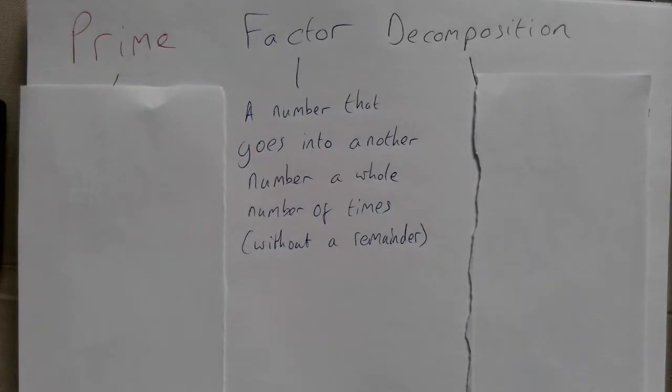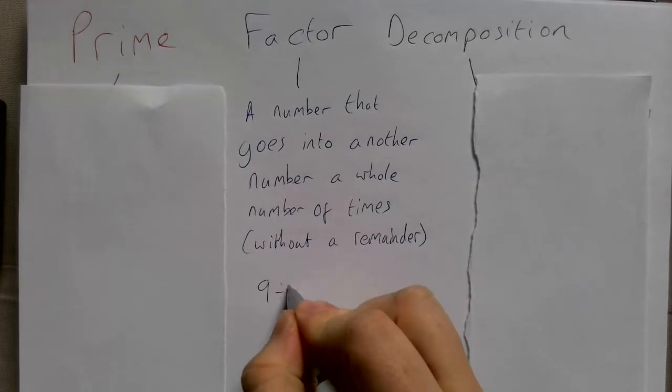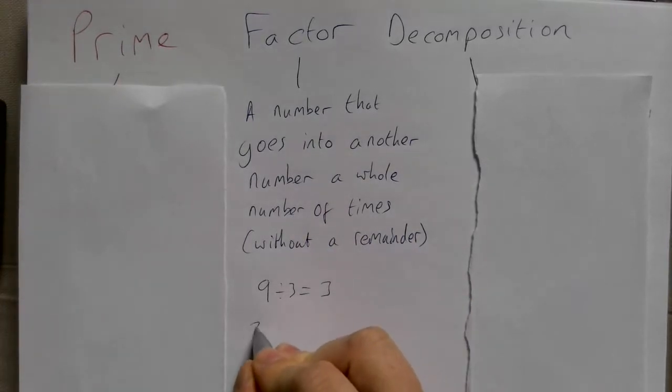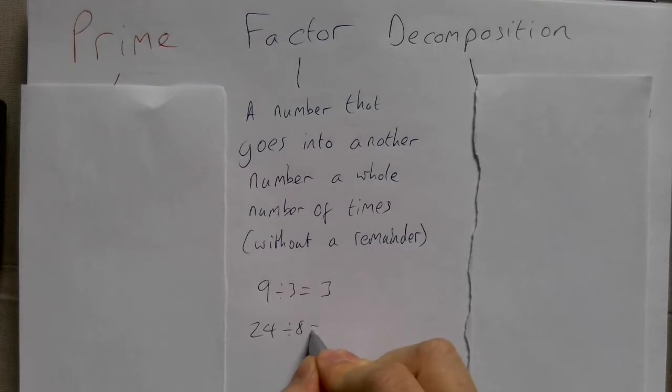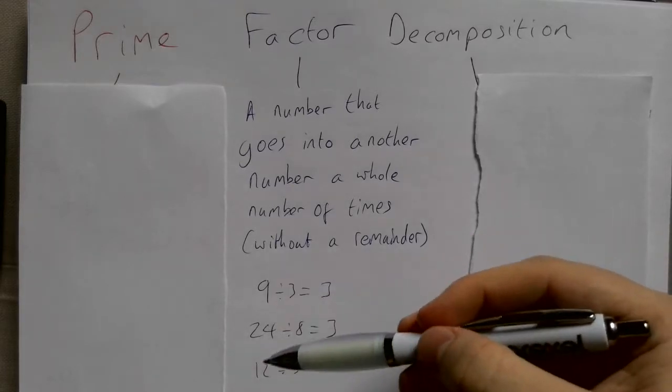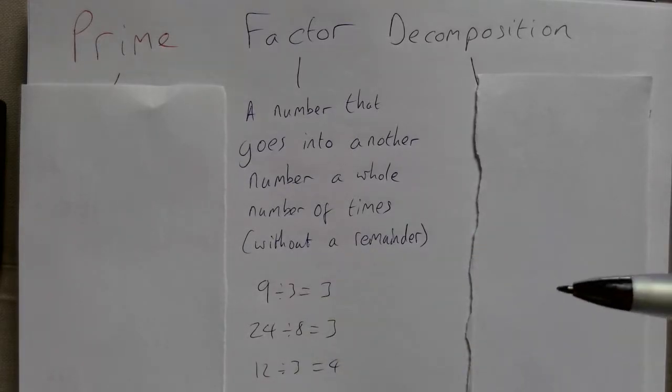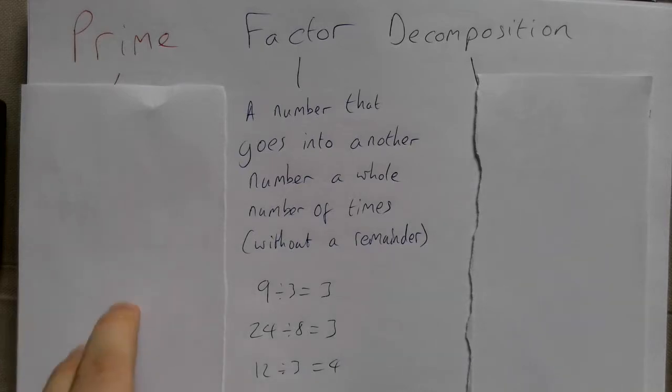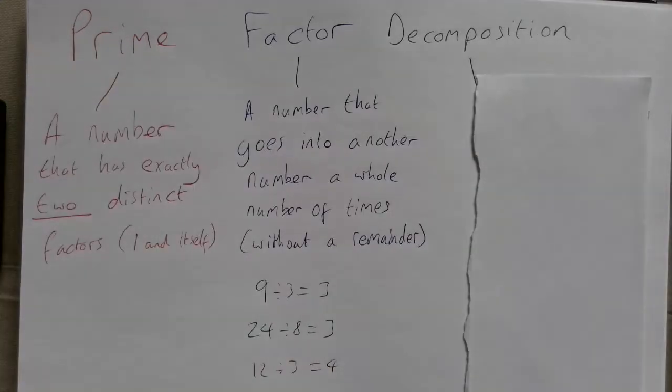So we can divide 9 by 3 and get 3. We can divide 24 by 8 and get 3. We can divide 12 by 3 and get 4, okay? These are numbers that go into another number a whole number of times. Okay, so moving on from that, looking at a prime number.